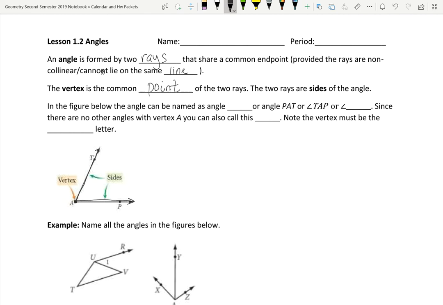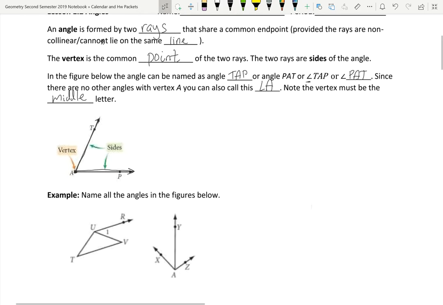In the figure below, the angle can be named as angle TAP or angle PAT, or you can use a little angle sign here to refer to them rather than using the word angle. And since there are no other angles with vertex A, you can also call this angle A. So in this case, because this is the only angle with that vertex, we don't have to use the other two letters. We can just use the letter of the vertex itself. And note, the vertex must be the middle letter. The middle letter.